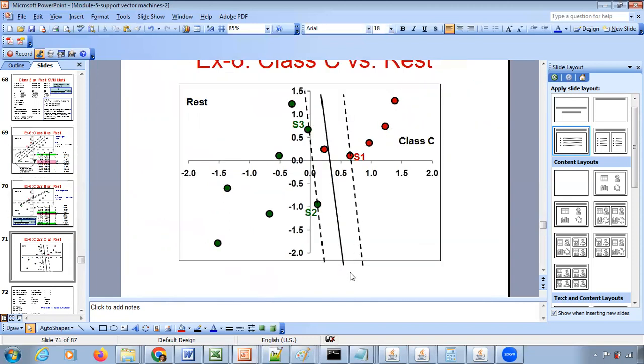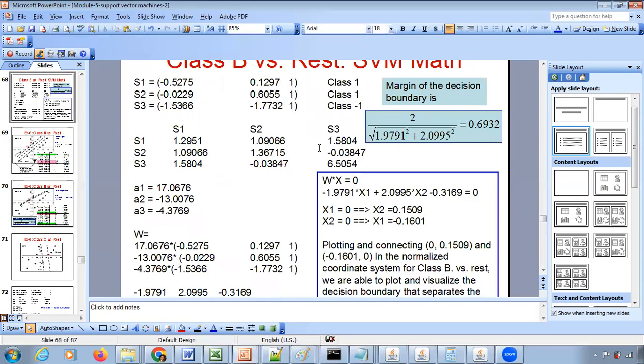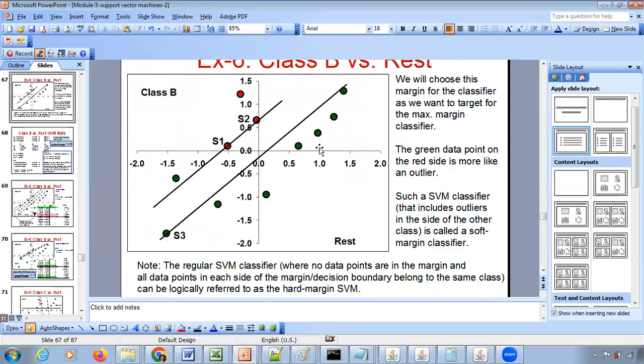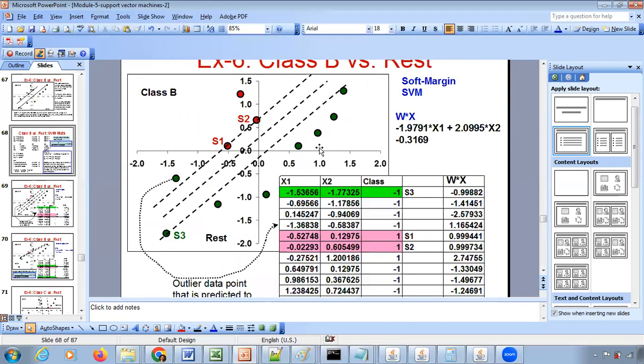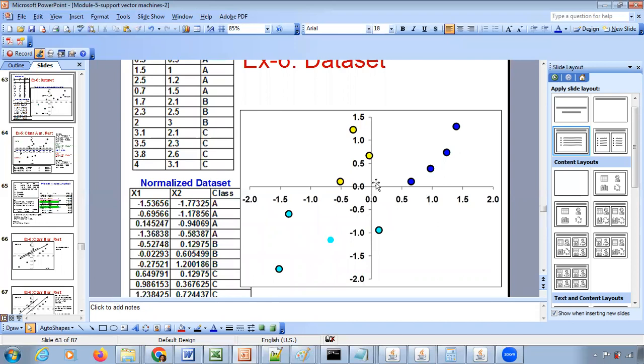Let me rename this in the slide. Remember, class C versus rest puts it in the rest, not in class C. And let us see where this one puts it. Did I have a copy of this? Yeah, so let me read that.